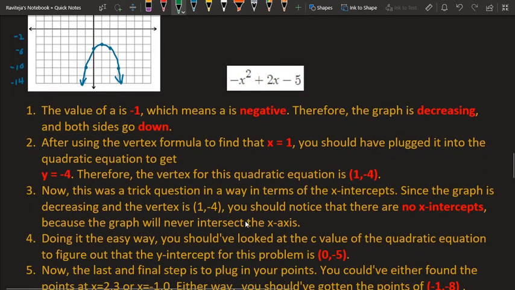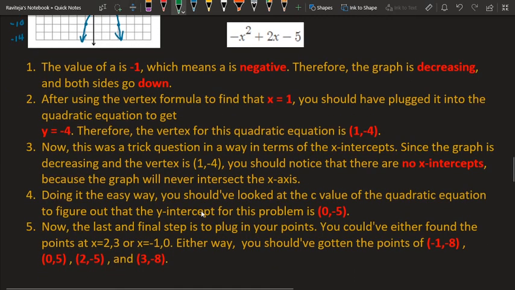Okay, step number 3. So remember how I told you in the first example that you should know if there will be an x-intercept on the graph. Well, this was a trick question, and you should have realized that there are no x-intercepts on this graph. If you notice that the direction of our graph is decreasing, as in both sides will go down, that's something important to know. Also, you have to look that our vertex is 1, -4. So if our graph starts below the x-axis and keeps going down, it will never intersect or never reach the x-axis. So that's why for this problem, there are no x-intercepts.